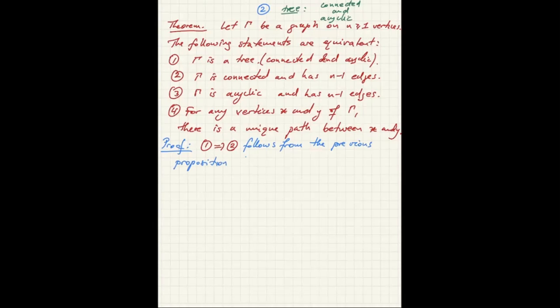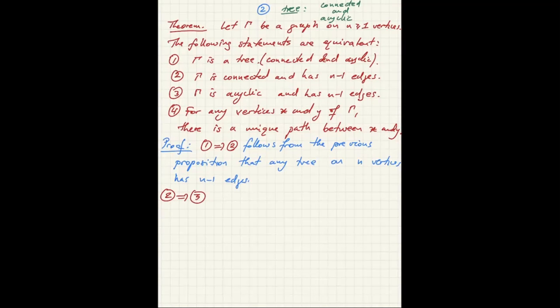Proposition: any tree on n vertices has n-1 edges. Okay. Now let's go a little bit circular. Let's see, 2 implies 3. Okay, so 2 implies 3.